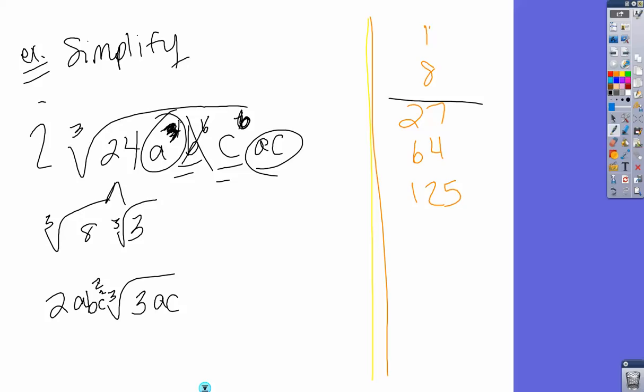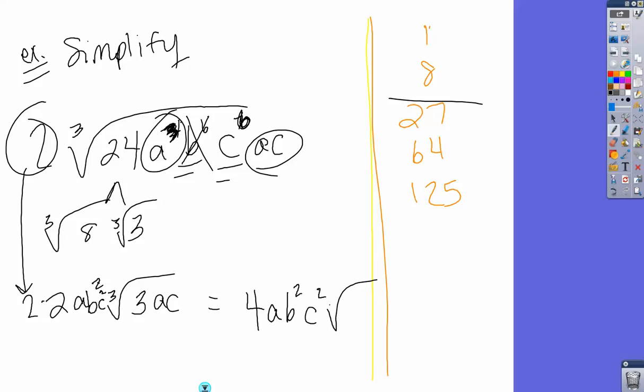If I circle my answer, I lose a point because I don't want to forget that 2. So my real answer is 4ab squared c squared times the cube root of 3ac. If I do not put that little teeny 3 to represent that it is a cube root, I'll lose points because it looks like a square root otherwise.